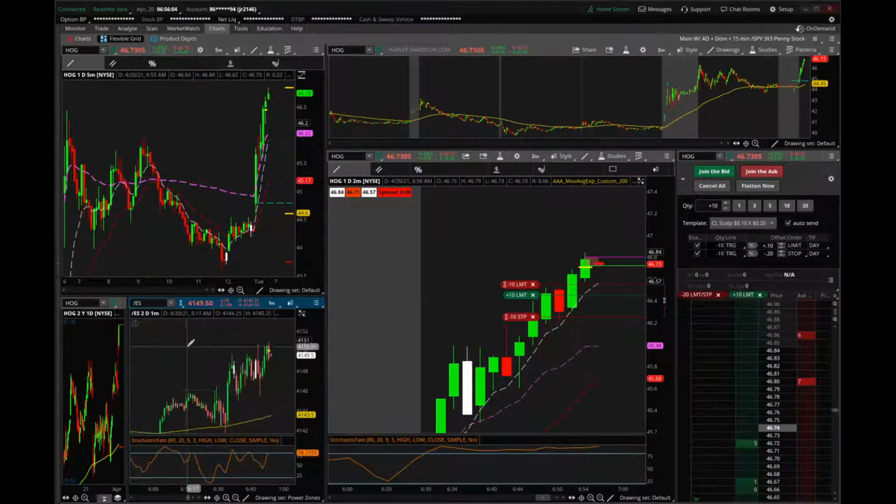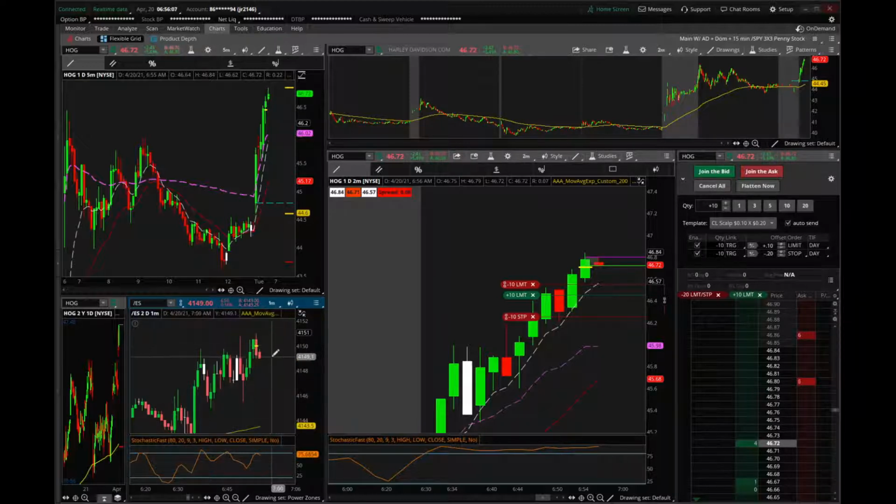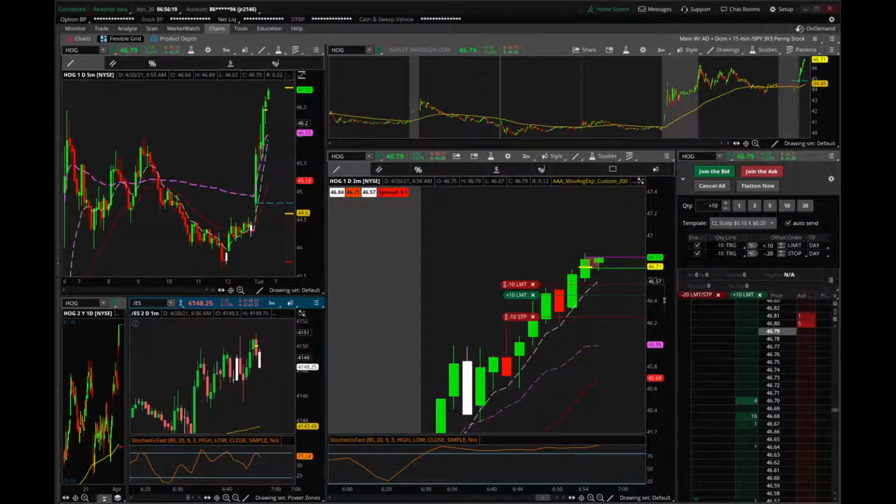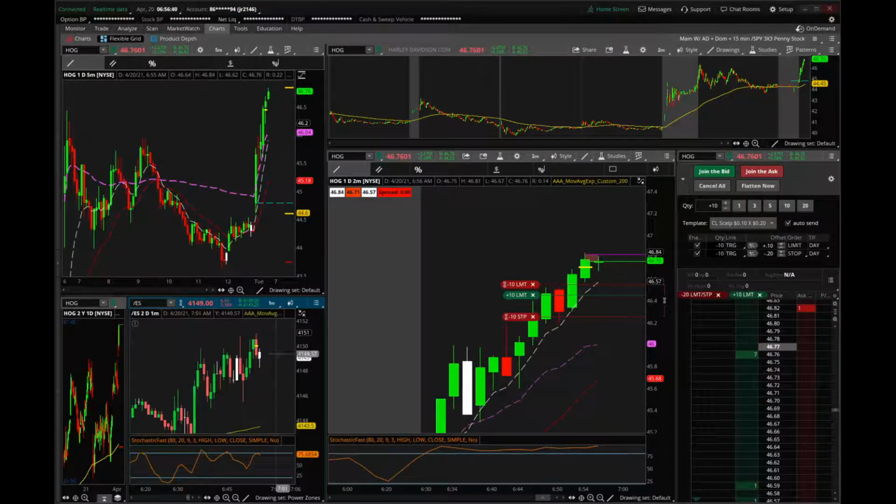ES, let's take a look. If we break this, I might get short. ES is right here. So I got an order to go short. Let's see if we could get filled. So now I'm filled. My stop will be 51, $51.25.